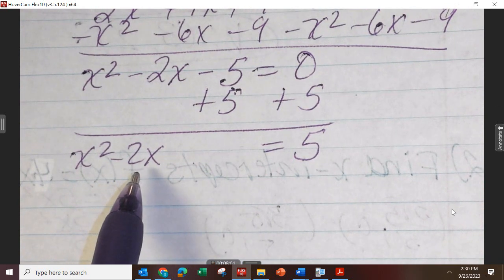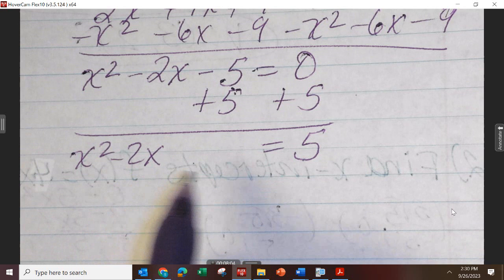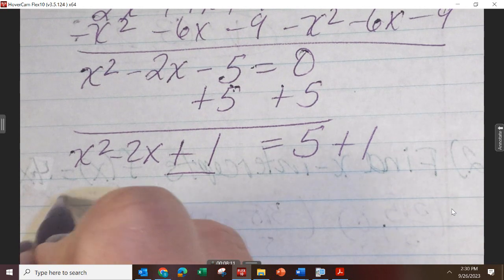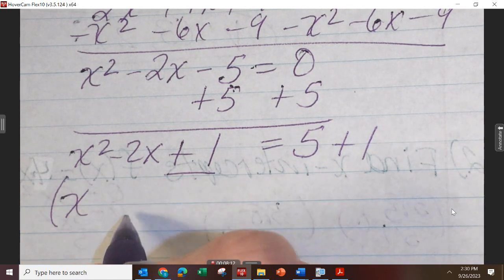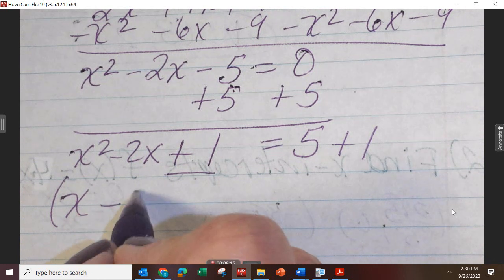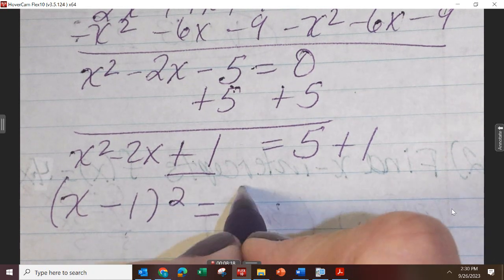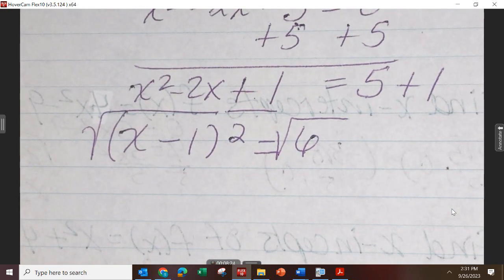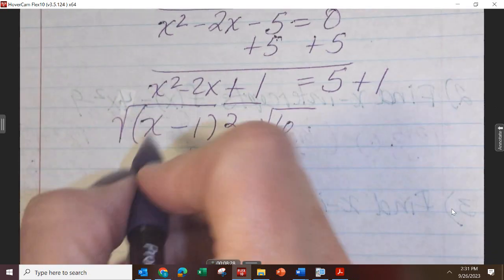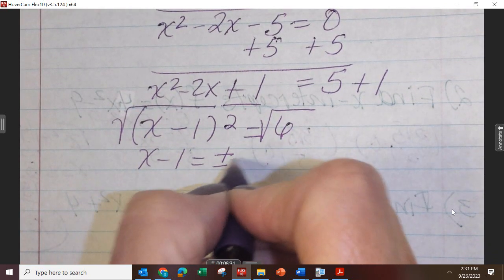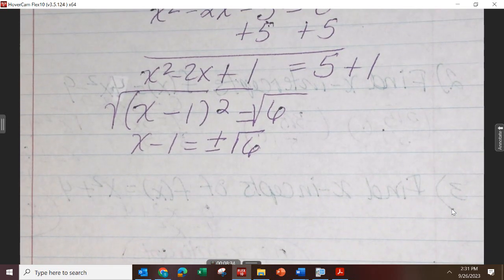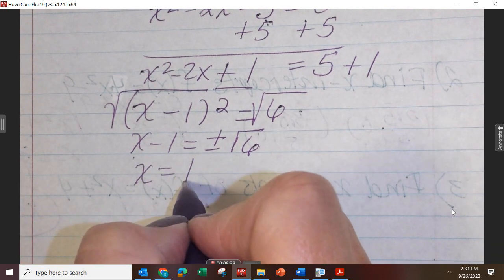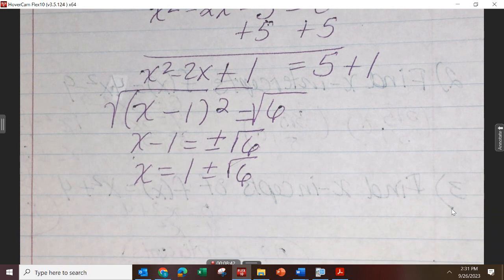We take half of this and square it. What do you get if you take half of that and square it? So if I add 1 here, I add 1 here. So now this is going to factor down into what? X minus 1 squared equals 6. Square root, and so now I'm going to have x minus 1 equals plus or minus radical 6. How do I get x by itself? Add 1. So I'm saying x could be 1 plus or minus radical 6.